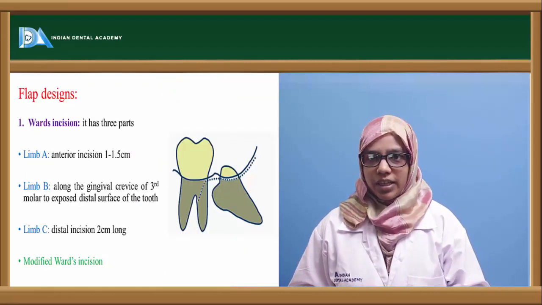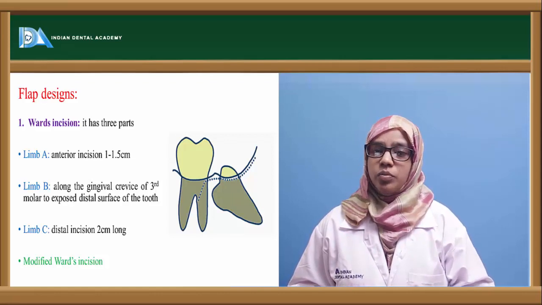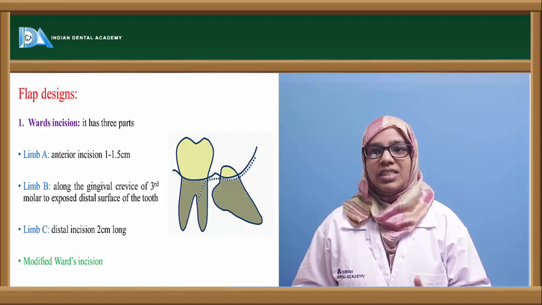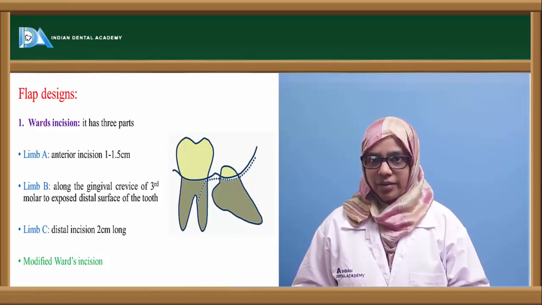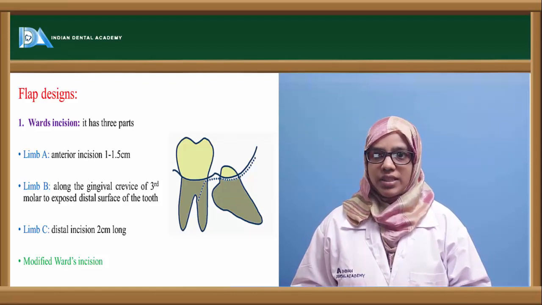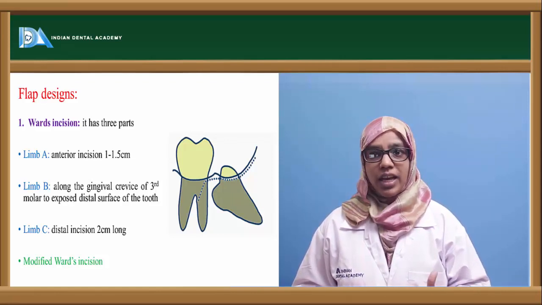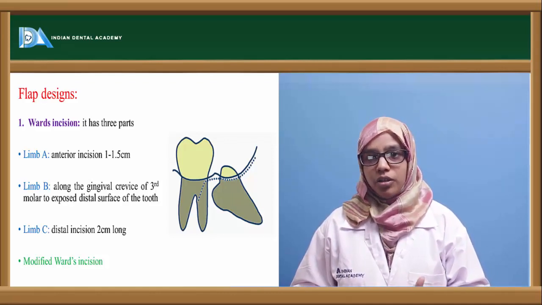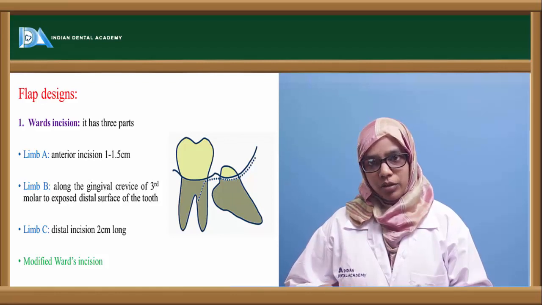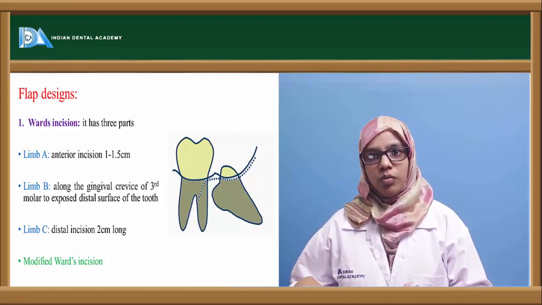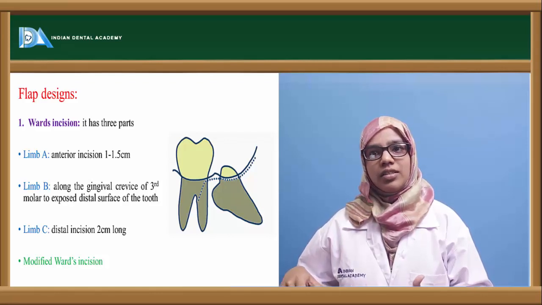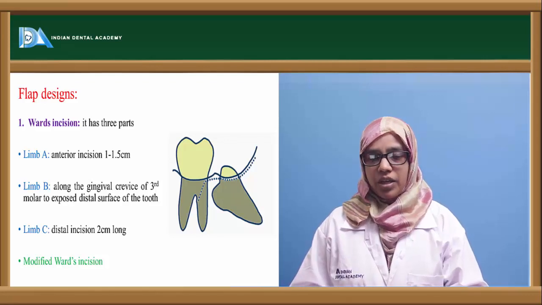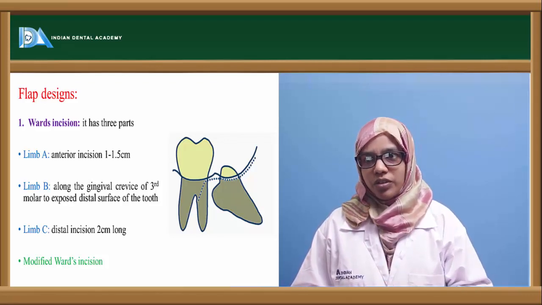Let's move on to the flap design. We begin with the first flap, which is most commonly used, the Ward's incision. Now Ward's incision has 3 limbs. Limb A is the anterior limb. It is around 1 to 1.5 centimeters in length. Start from the buccal vestibule, extend anteriorly upward towards the distobuccal margin of the second molar. Then from there starts limb 2, that is the cervical incision around the third molar. Then start limb 3, that is the distal releasing incision, which is taken more towards the cheek in the mucosal plane.